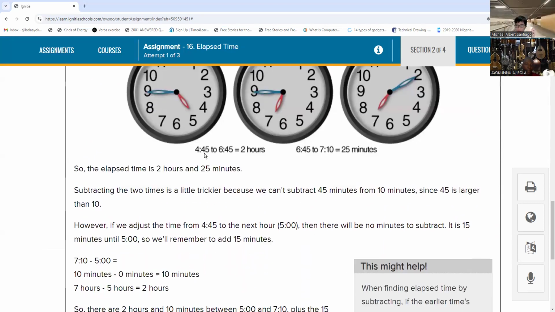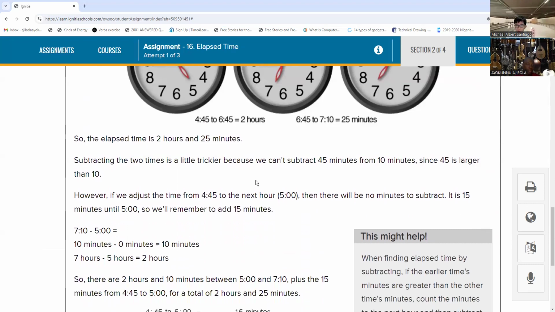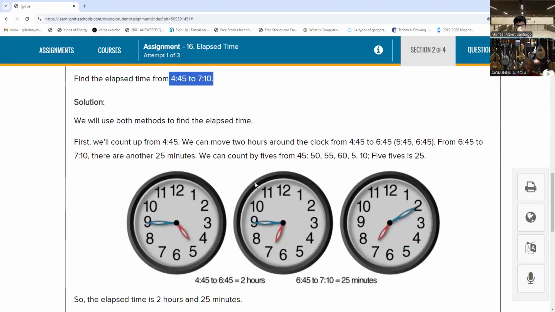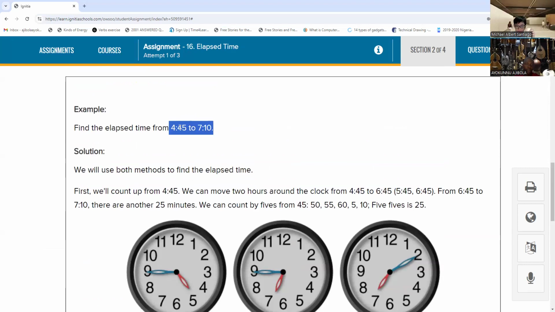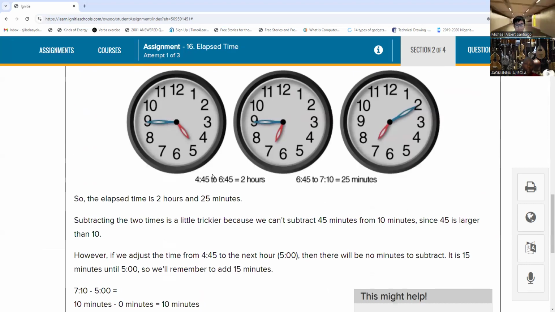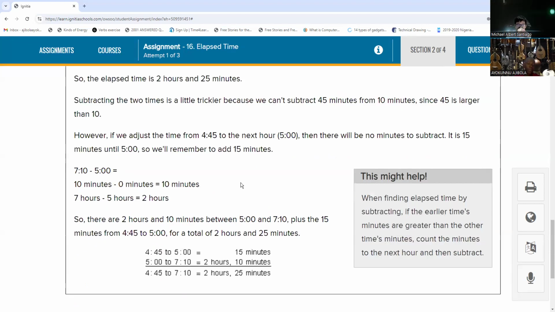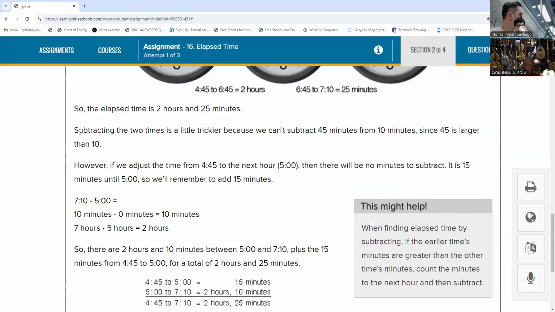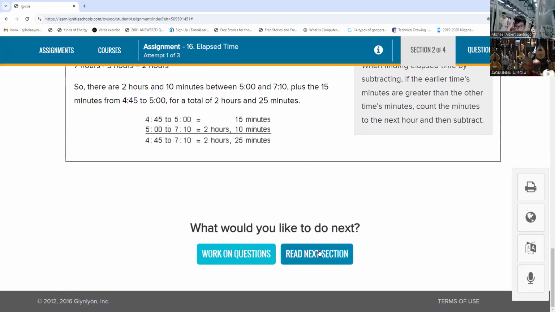So let's see what they arrive at. So they have 2 hours and they have 25 minutes. So we can subtract or we could count up depending on what we want to do. So that's how to do that. Like from the clock, you say 4:45 to 5:45, 6:45, 7:45. That's 3 hours. Then to 7:10, we just count 1, 2, 3, 4, 5. That's 25 minutes. So using the face of the clock. Now let's go to the next section.